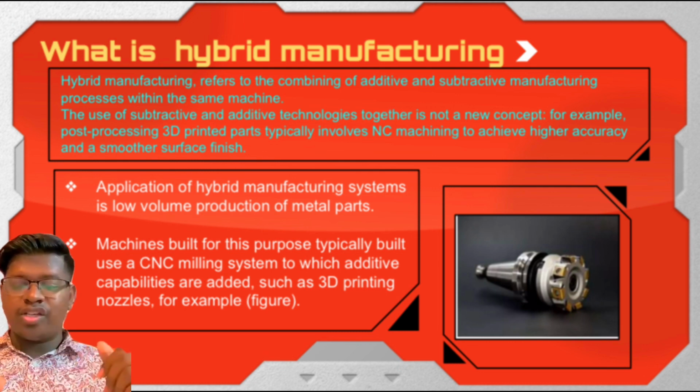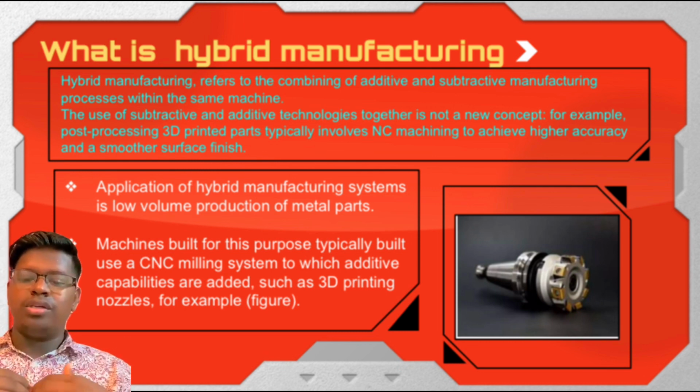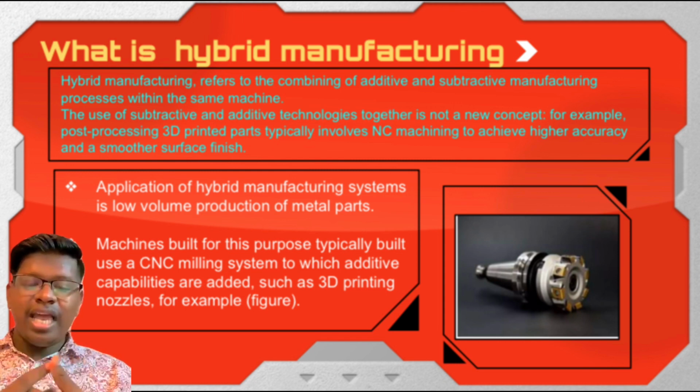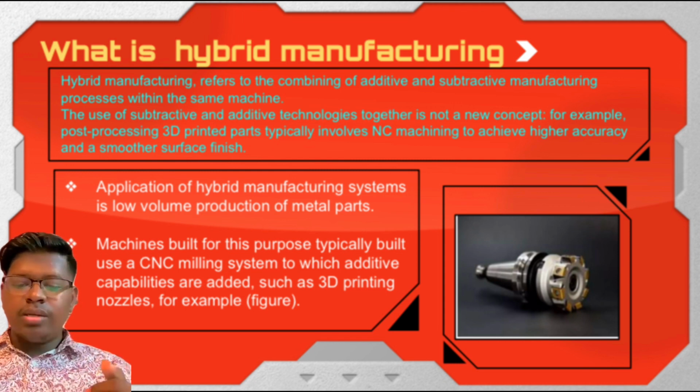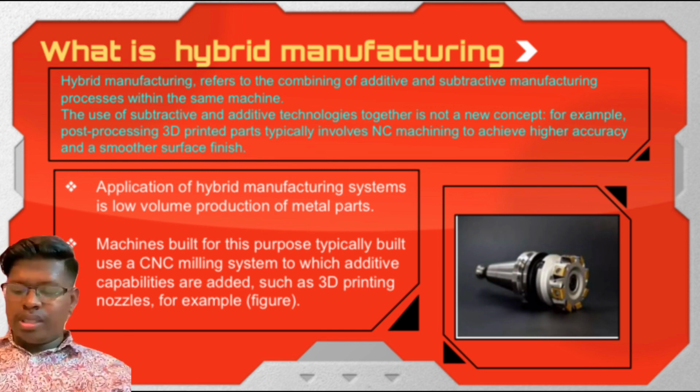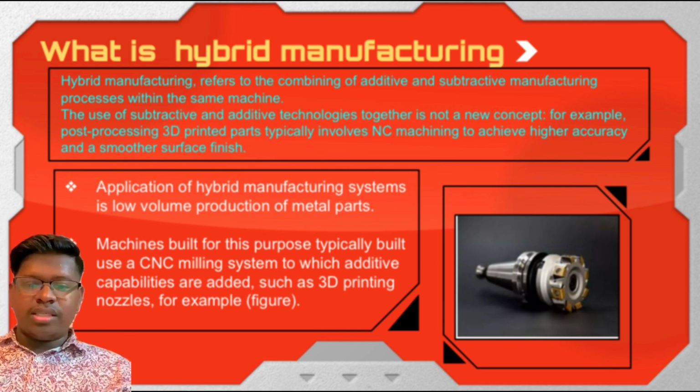An application of hybrid manufacturing systems is low volume production of metal parts. Machines built for this purpose are typically built using a CNC milling system to which additive capabilities are added, such as 3D printing nozzles, for example.